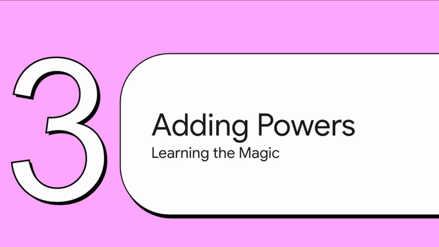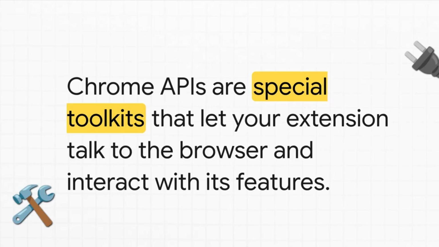But the real fun, the real magic, begins when we give our extension some actual superpowers. So how do we go from a simple little pop-up to a genuinely useful tool? Well, if the manifest file is our blueprint, then APIs are the toolkits. Now, API stands for Application Programming Interface, but don't worry about the jargon. Just think of it as a set of pre-built commands that let your extension talk to and interact with the browser itself. You don't have to build the hammer, Chrome just gives you one.